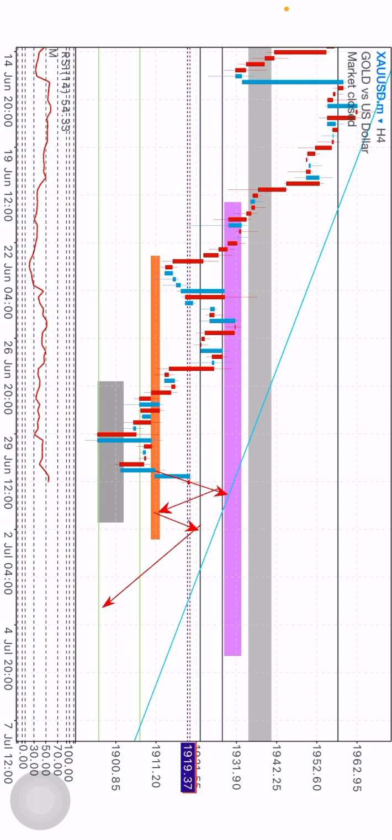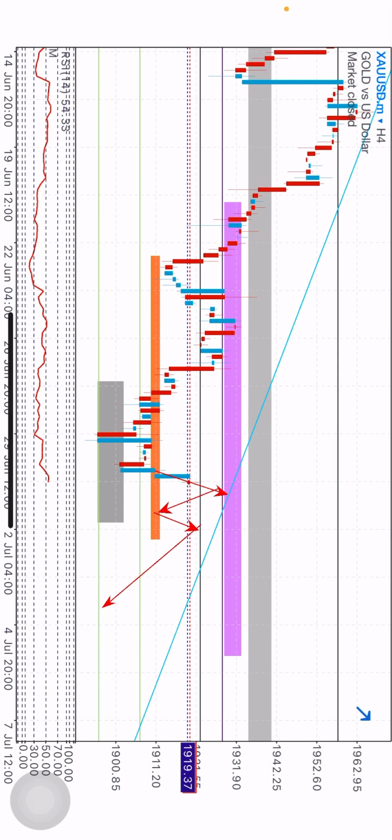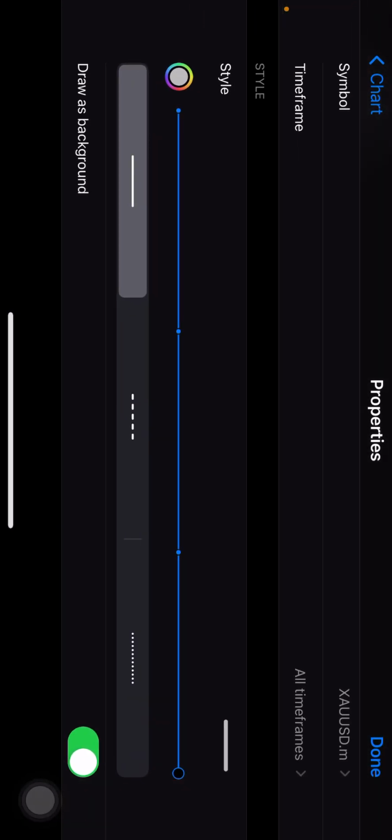This is scenario number 1. Scenario number 2 is price can bridge upwards to this. All right, let's mark this color black.